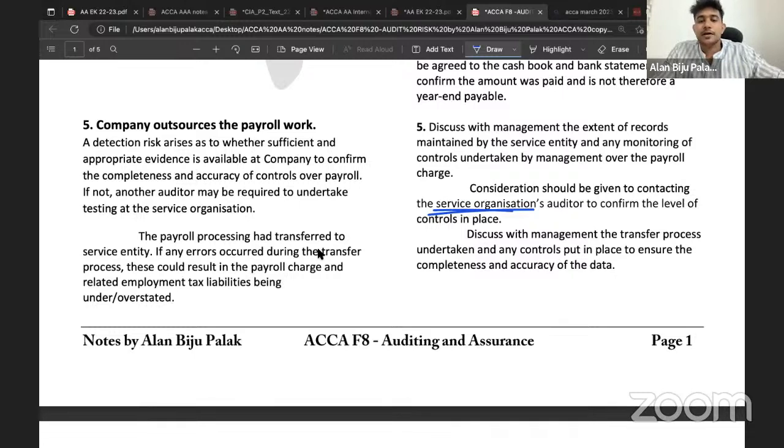And here, a common response you can always use is: you need to discuss with the management about the level of controls that they have taken to ensure the completeness and accuracy of the data that is transferred to the other entity. And if possible, you must also perform test of controls.